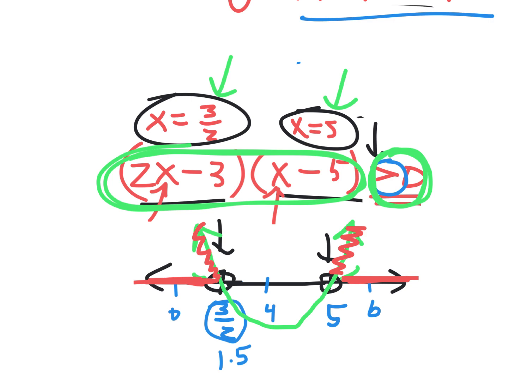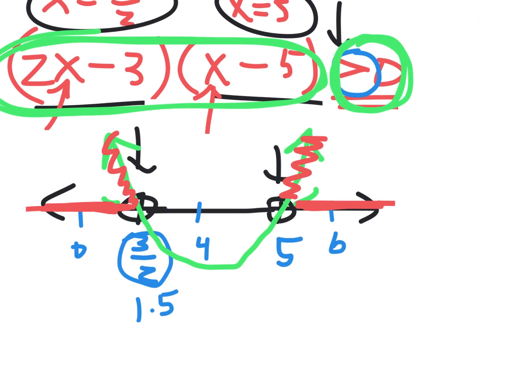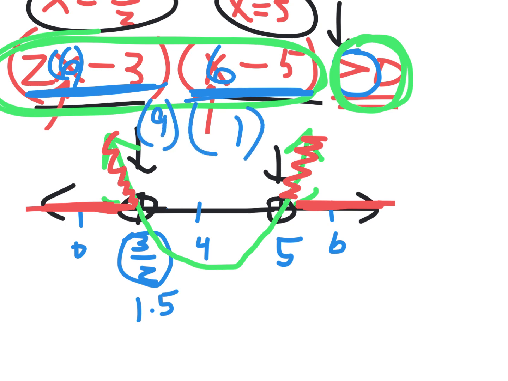What you have to understand is if you test 6 and you put a 6 in here, that then this comes out to 6 minus 5, which is 1. And this comes out to 12 minus 3, which is 9. And then I have 9 times 1, which is 9, is bigger than 0. And 9 is definitely bigger than 0. So it worked. So you shade in out here.